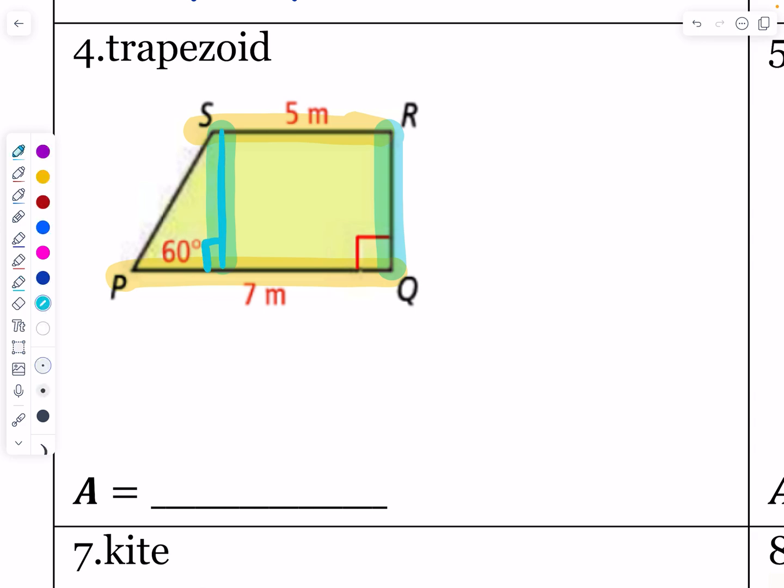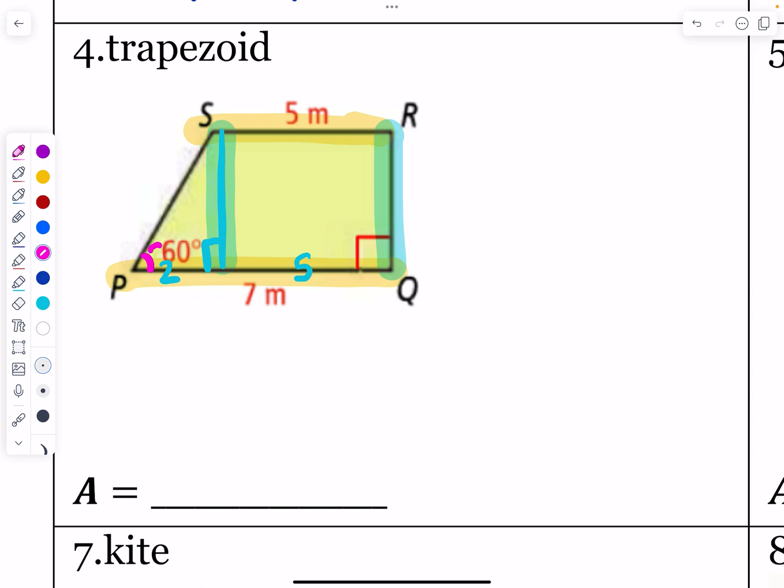And this creates a 30, 60, 90 triangle. And I don't have any of the pieces currently, but I know that the 5 and the 7 are both bases. So what does that mean? If this piece is 5, what does that mean this little piece is? Well, 7 minus 5 is going to give me 2. So now we've got an angle. It's a 30, 60, 90 triangle.